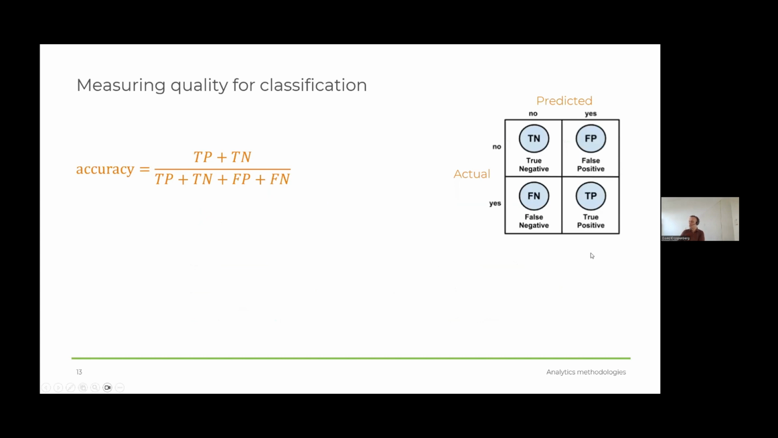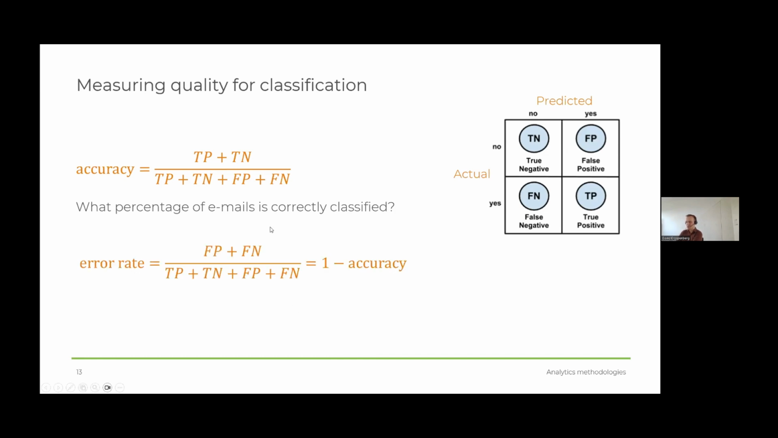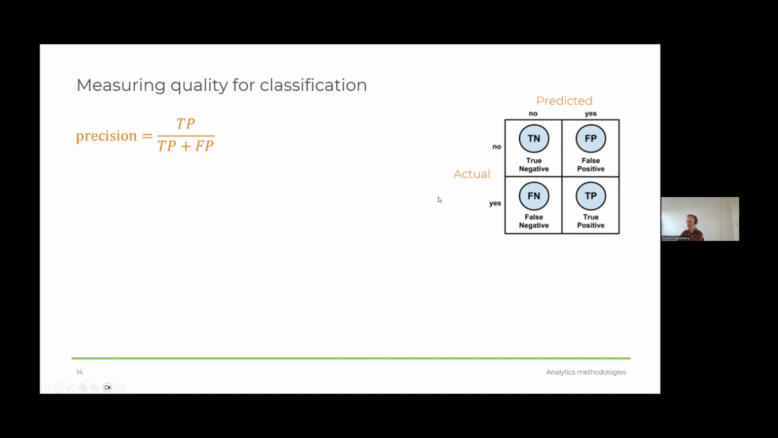And there are actually more KPIs that we can look at, and let's also put them into a formula. So the accuracy we already covered. You're summing the diagonal and then dividing by the total number of observations that you have. And you would use accuracy to answer the question, what percentage of emails is correctly classified? Then, of course, we also have something called the error rate, which is basically 1 minus the accuracy, and that captures the percentage of emails that is incorrectly classified.